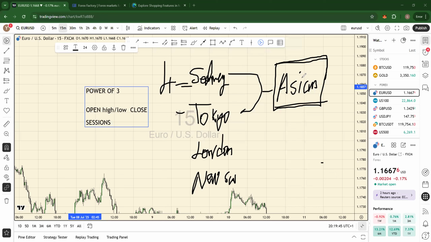So this Asian session, though it is actually at night, I'm going to be giving you guys the timings, but this Asian session is one of the sessions that the market hardly trades. The market doesn't trend much on this Asian session. Why? Because most parts of the world are asleep.